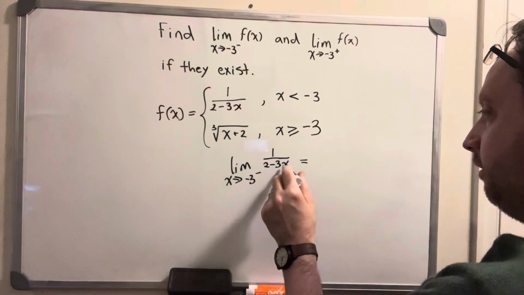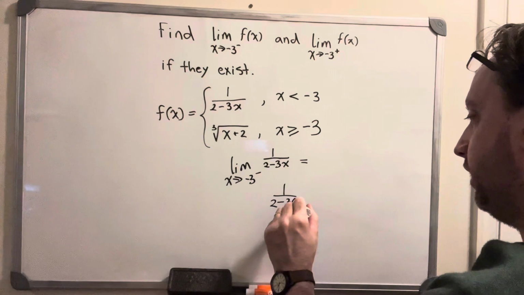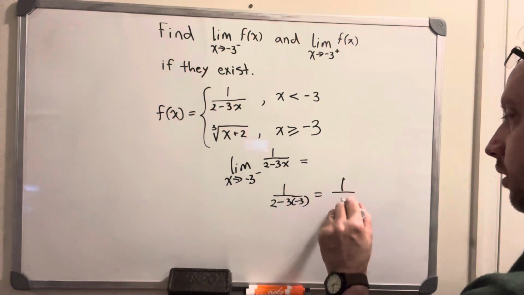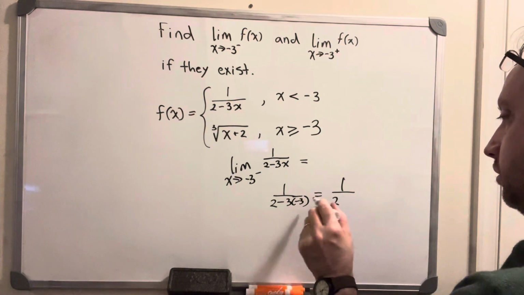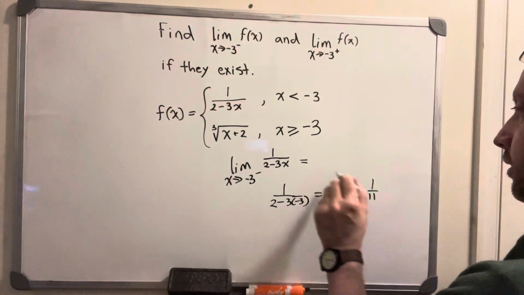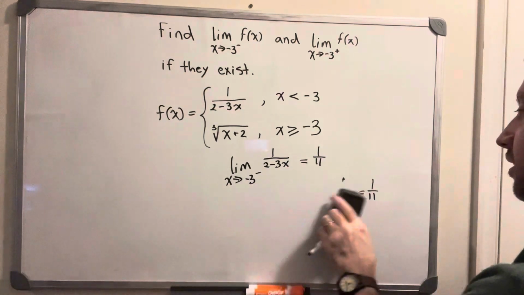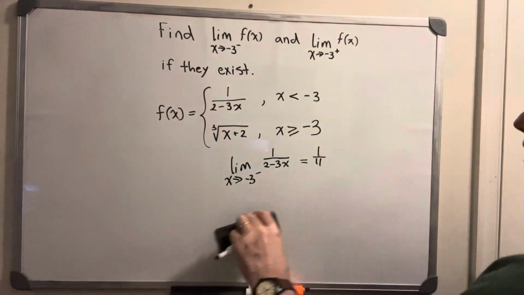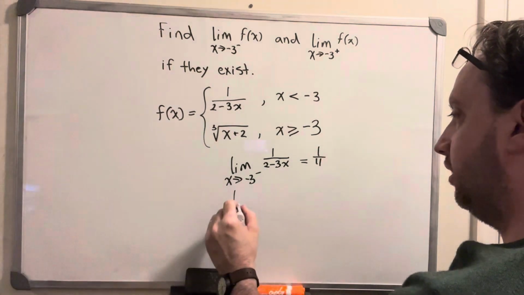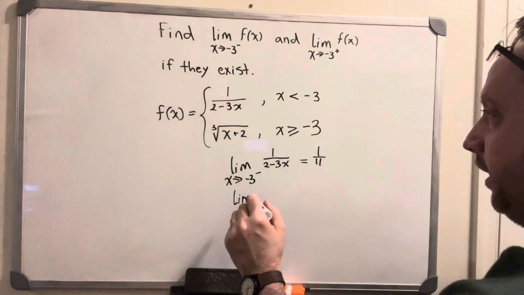But if we plug in -3 right here, 1 over 2 minus 3 times -3, this is 1 over 2 plus 9, which is 1/11, right? So the limit from the left is 1/11. I think you know what to do for the limit from the right.